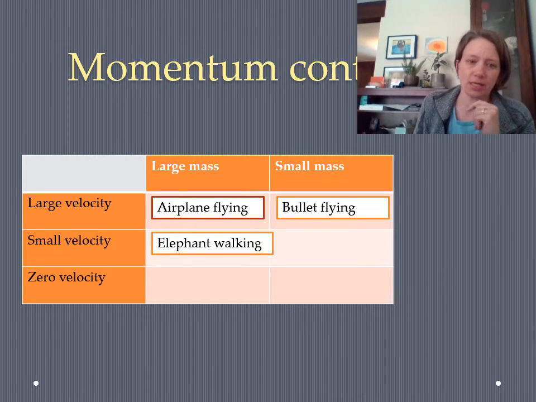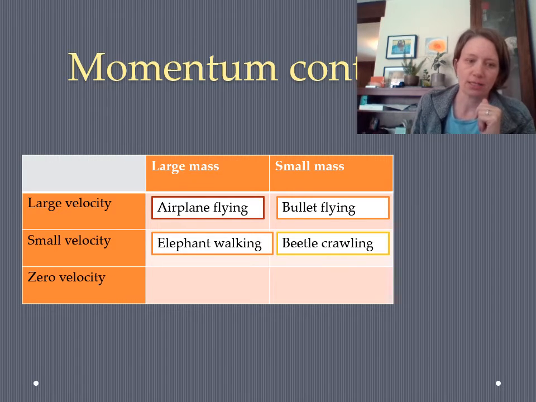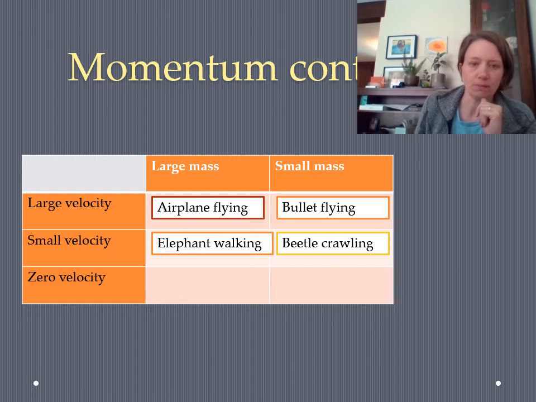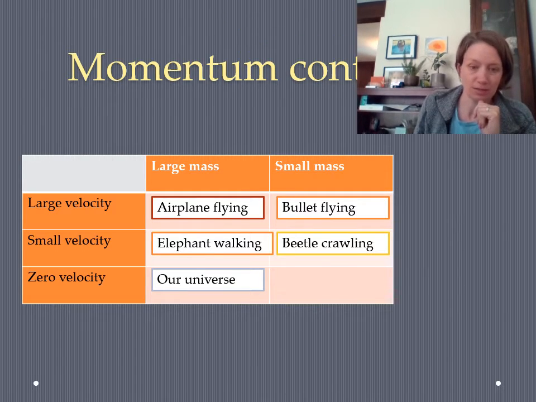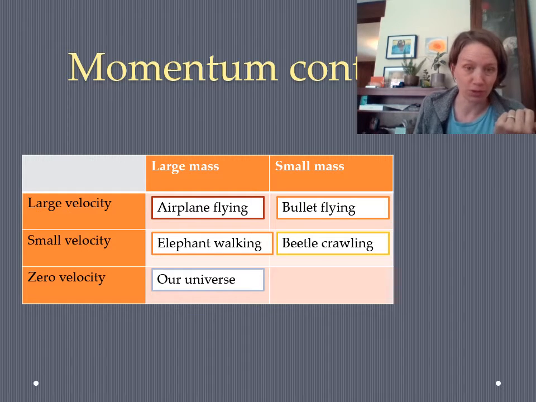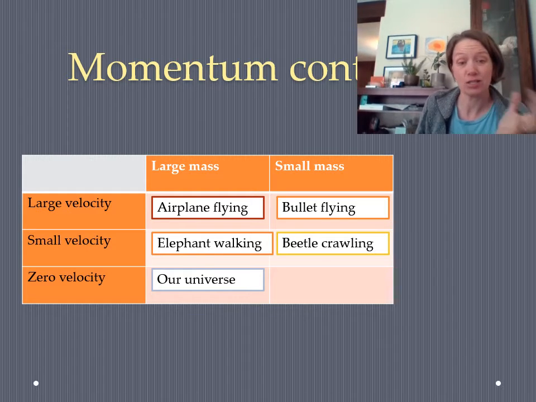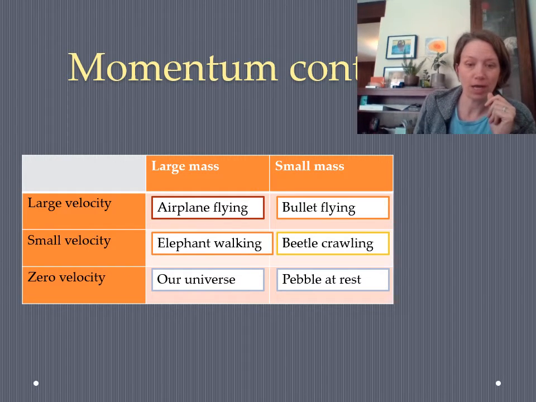A large mass and a small velocity would be like an elephant walking. A small mass and a small velocity could be a beetle crawling. A large mass with zero velocity, a good example is our universe, which obviously has a ton of mass and has no overall velocity, the universe itself. And an object with a small mass with zero velocity would be a pebble or something at rest.